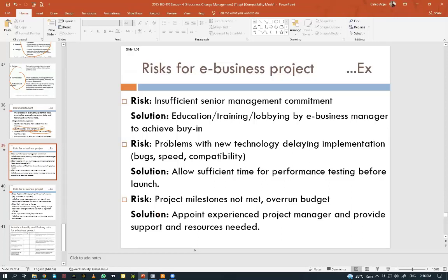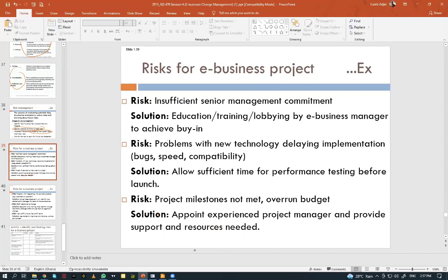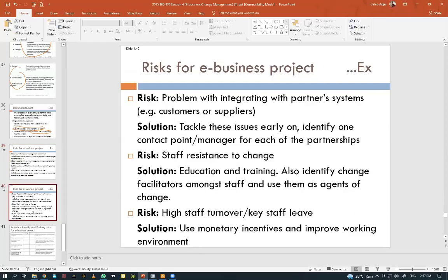Then the risk of project milestones not being met or overrunning its budget. How do we solve this problem? We need to appoint an experienced project manager and provide the support and resources needed for those project managers to be able to solve that particular problem. So that is why this semester you'll be doing project management, because it's going to help you understand some of these things. There are other risks, which I can't go through all of them.